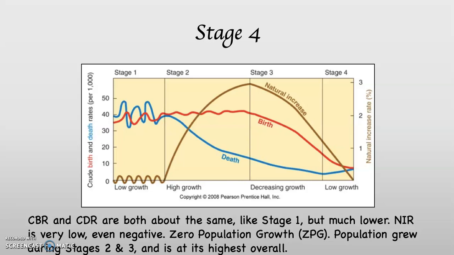And many countries enter into what's called ZPG, or zero population growth, which means exactly what it sounds like it means, which is there's no growth in the population. The same number of people being born or the number of people dying, they equal out. Population grew during stages 2 and 3, but as I mentioned, it's going to be at its overall highest in stage 4 because of what happened during stage 2 and stage 3. You can hear the sirens around me. So if you take a look, you can see the blue, the red, and the brown arrows pointing that out.